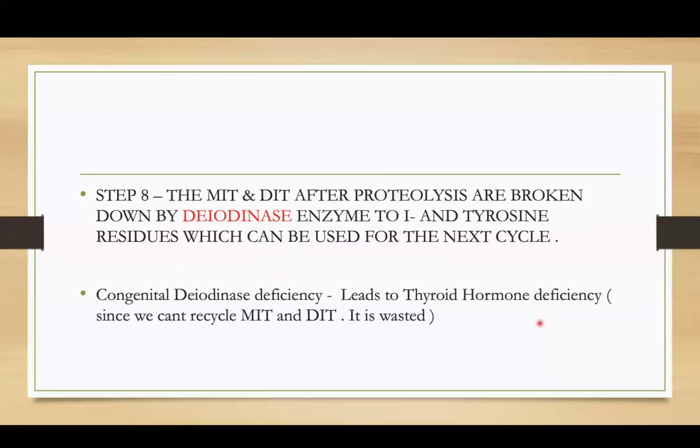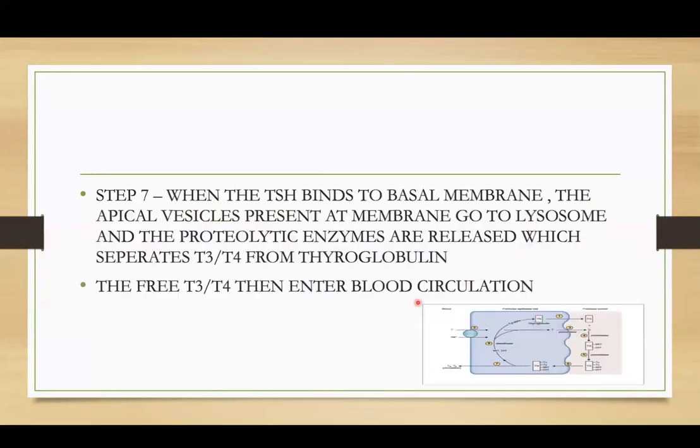So now what would happen if we do not have deiodinase, right? We wouldn't be able to recycle the MIT and DIT, and this would lead to a thyroid hormone deficiency because we are wasting all this iodine and tyrosine. It's all being wasted. So that's not useful. We don't want that.